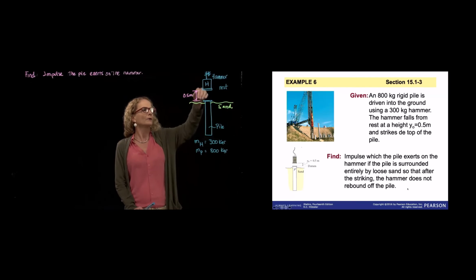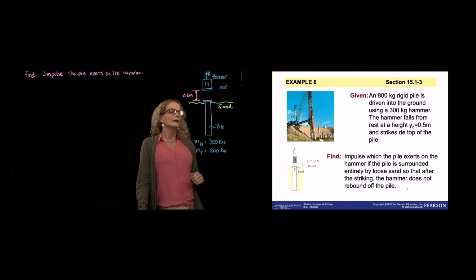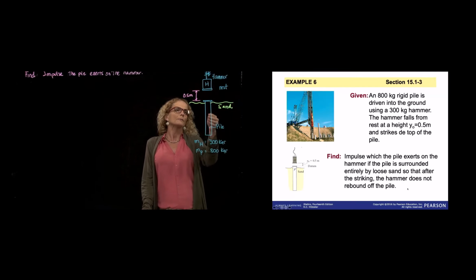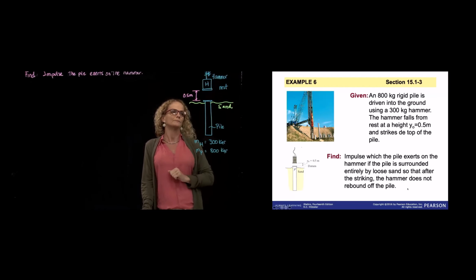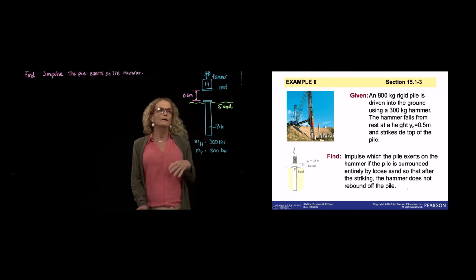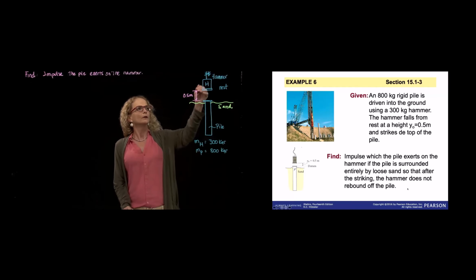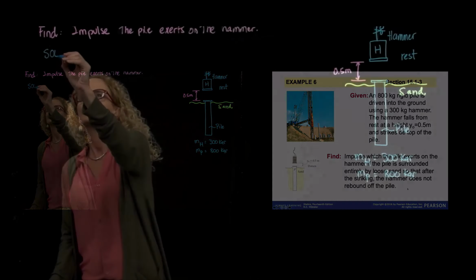So it will hammer, it will hit the pile, and it says that since there is a sound, it sticks together, so it doesn't rebound. They want us to find the impulse exerted from the pile to the hammer, which is the same impulse exerted by the hammer to the pile. So this is a several-step problem. The first thing we have to find is the velocity at which the hammer hits the pile. To do that, let's call it step 1.